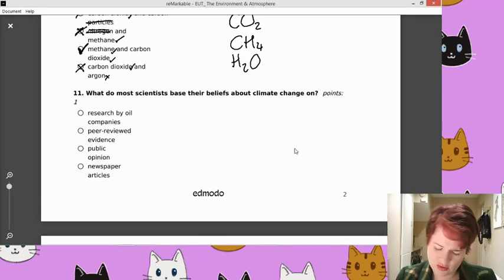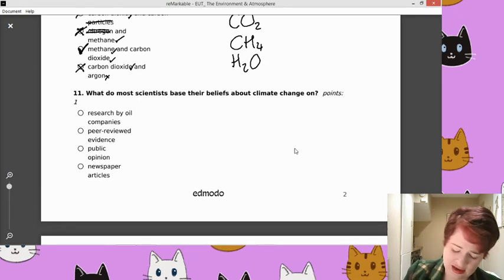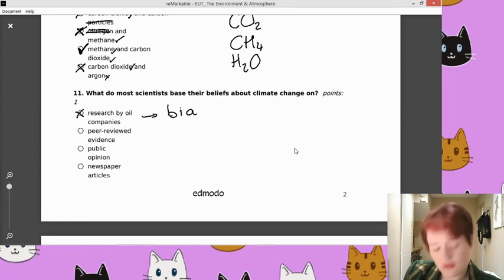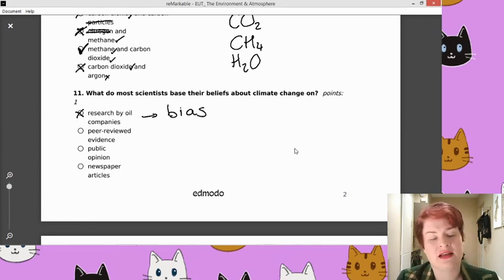Okay, what do most scientists base their beliefs about climate change on? One point. Research by oil companies? No. If they did, that is called bias, because the oil companies are going to have a significant bias. They obviously want to keep burning oil, therefore they're going to keep giving off emissions, and that's going to damage the planet. So if we were to just use the word of the oil companies, that would be a very bad idea.